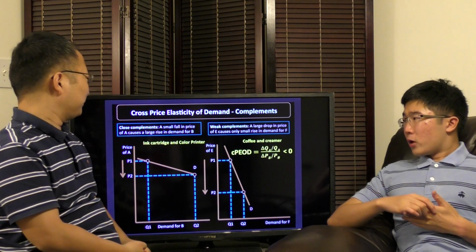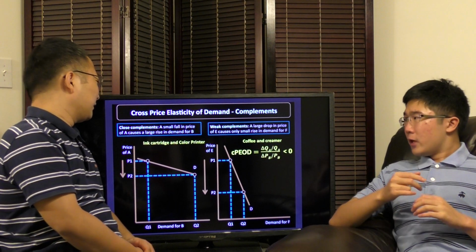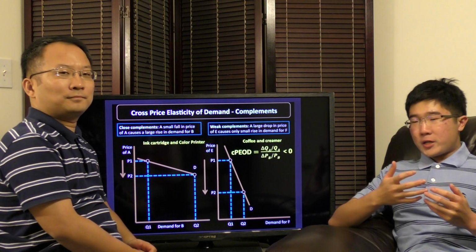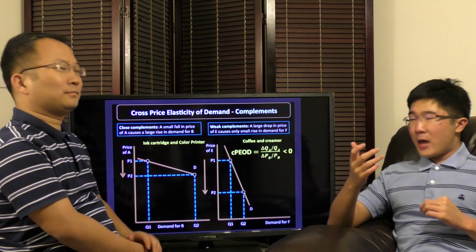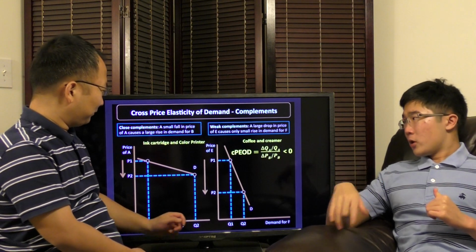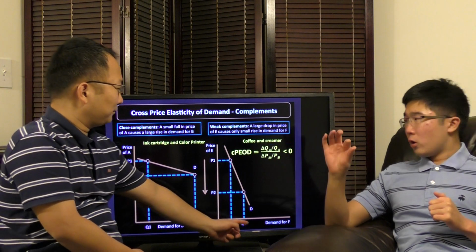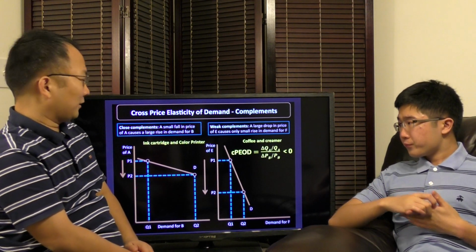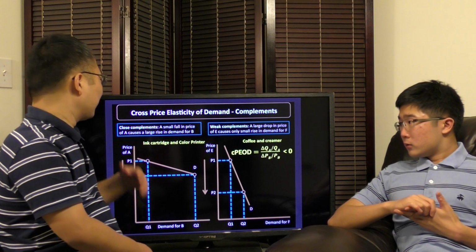Exactly. So there are close complements and weak complements. Close complements, obviously, it's pretty intuitive. That means they are more closely related as complements. A small fall in the price of A causes a large rise in demand for product B. Weak complements, on the contrary, a large drop in the price of product E only causes a small rise in demand for F.